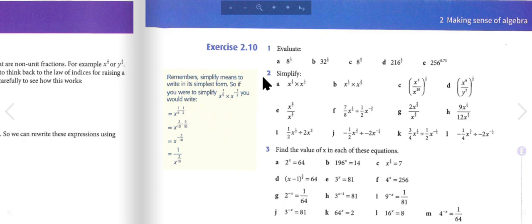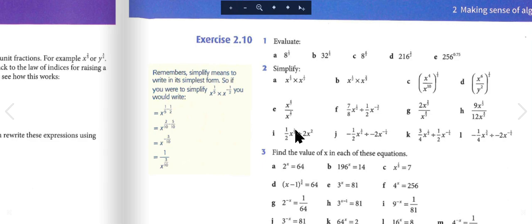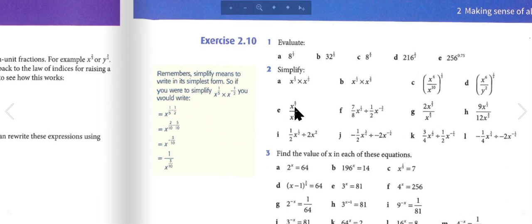Question 2. Simplify. x to the power of 1/3 times x to the power of 1/3. x to the power of 1/2 times x to the power of 2/3. x to the power of 4 over x to the power of 10 to the power of 1/2. x to the power of 6 over y squared to the power of 1/2. x to the power of 6 over 7 over x to the power of 2/7. 7 over 8 x to the power of 1/2 divided by 1/2 x to the power of -3 over 2. 2x to the power of 2/3 over x to the power of 8/3.